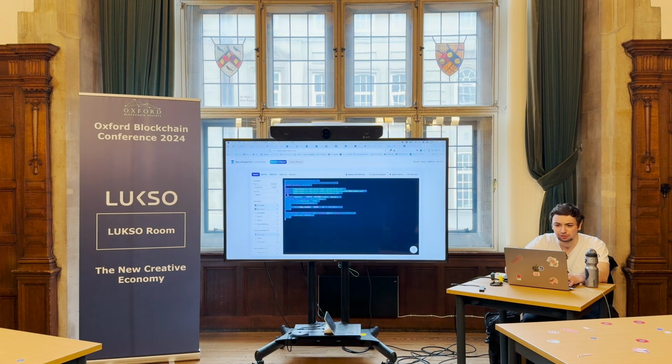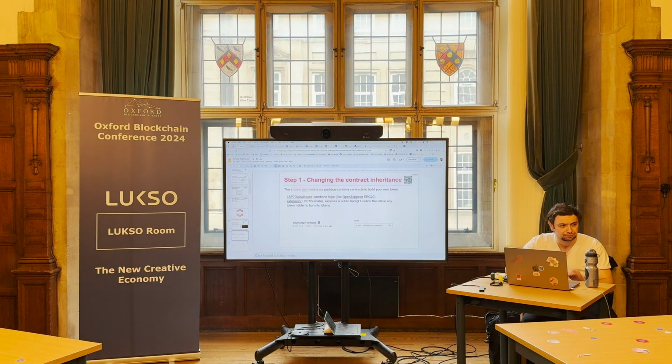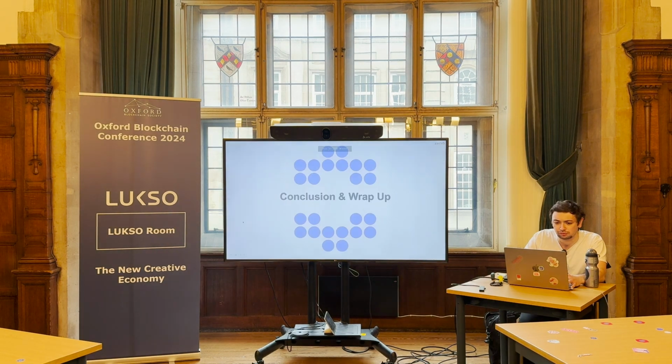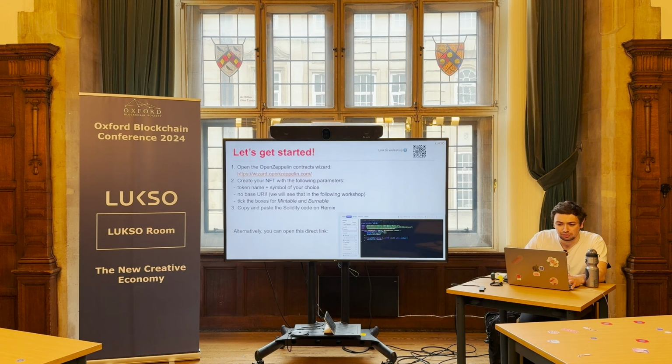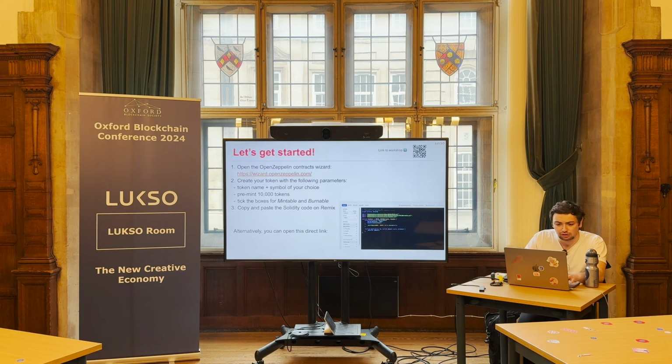So now what we're going to do is refactor that to use LSP7. So the first step for refactoring is, actually, I will make it full screen. Yeah. So we have created the token. We copy-pasted the contract. We pre-minted 10,000 tokens. We picked mintable, burnable, copied the code. Is it all good so far?